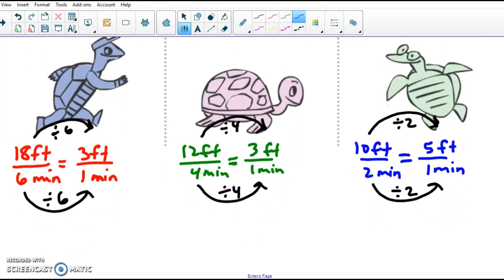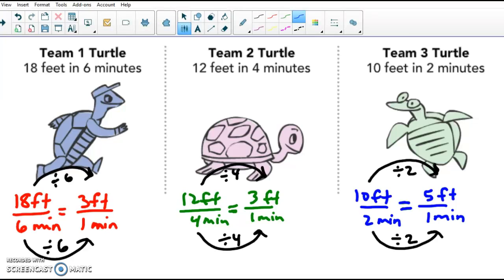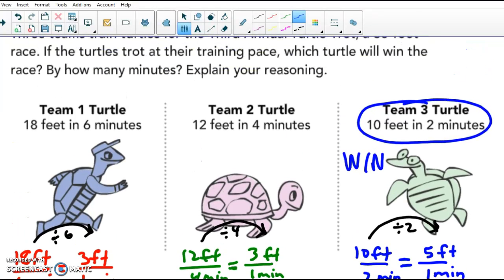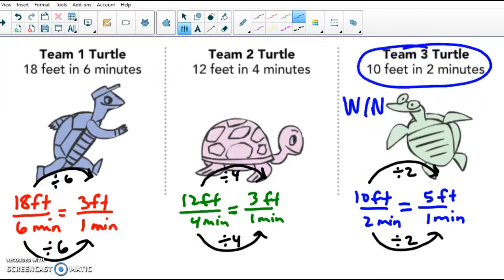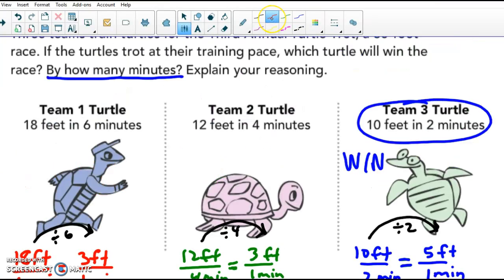So among our 3 teams, we have 2 teams traveling 3 feet per minute, and the third turtle is traveling 5 feet per minute. Since he is traveling more feet per minute, we would say that turtle 3 is going to win the race. But we need to know not only that he's going to win, but by how many minutes. So let's use equivalent ratios again to help us figure out how many minutes it's going to take.